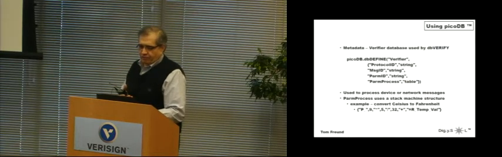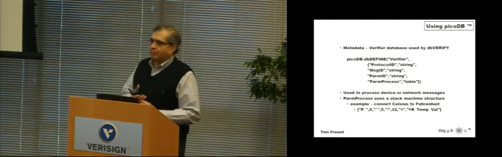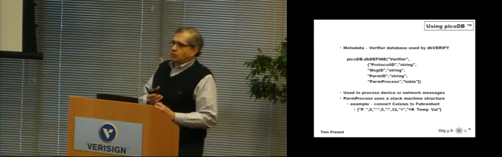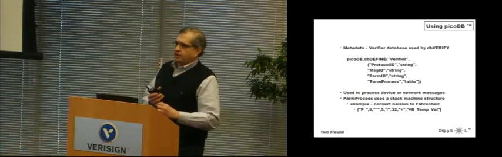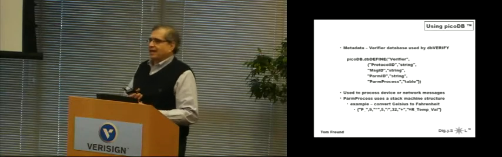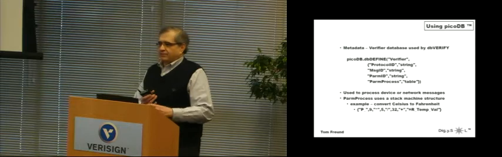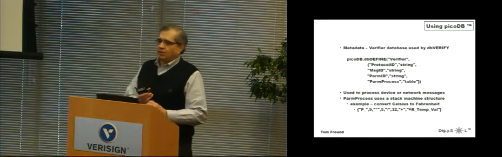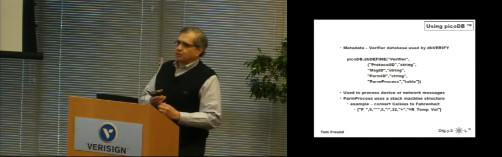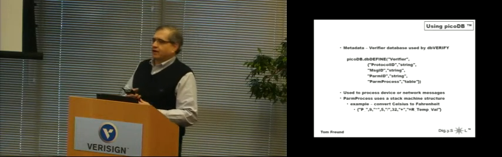In the case of dbVerify, it not only uses the protocols table, it uses another one called Verifier, which refers to a particular message ID in protocols and a particular param ID in a particular protocol, and defines in a table a kind of process. Currently, that consists of a stack machine structure in the table, which in this example shows a calculation, converting Celsius to Fahrenheit.